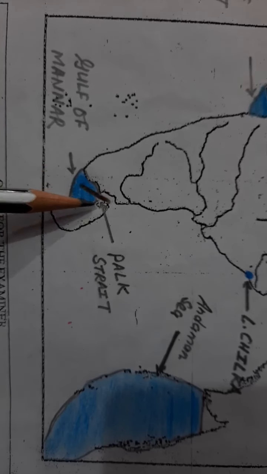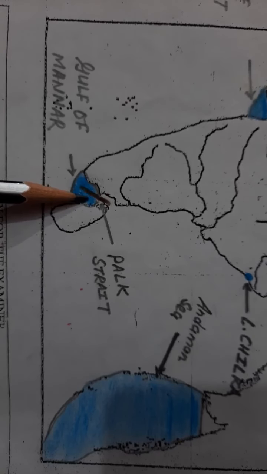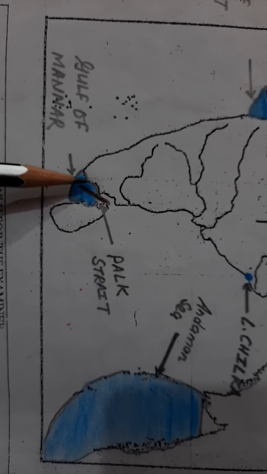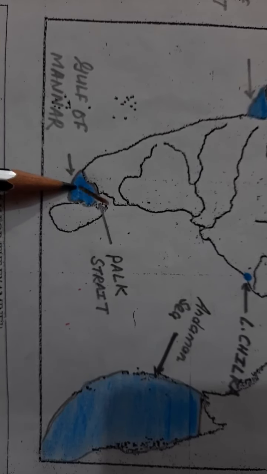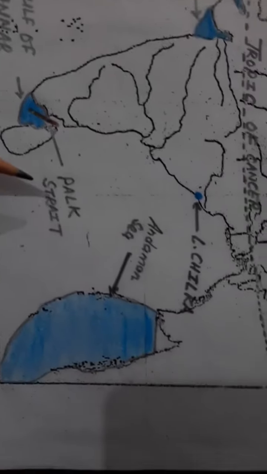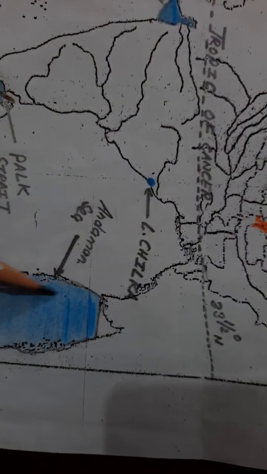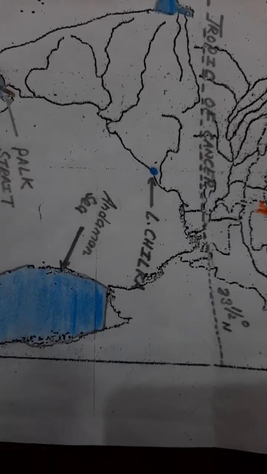Now the Gulf of Mannar, this is the gulf area. So what is a gulf? A gulf is a large area of sea or ocean partly enclosed by land. On this side is India and on the other Sri Lanka, and between them is the Gulf of Mannar. Now finally, the Andaman Sea. You can see the Andaman Sea here. This is all about these 10-mark questions for the exercise.